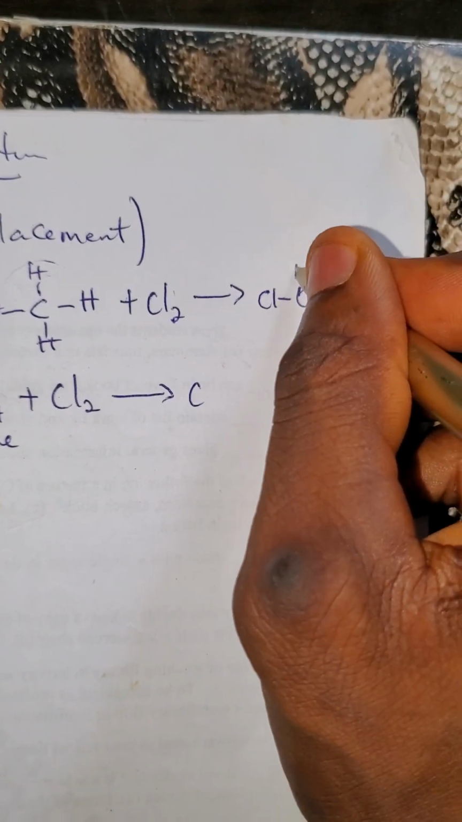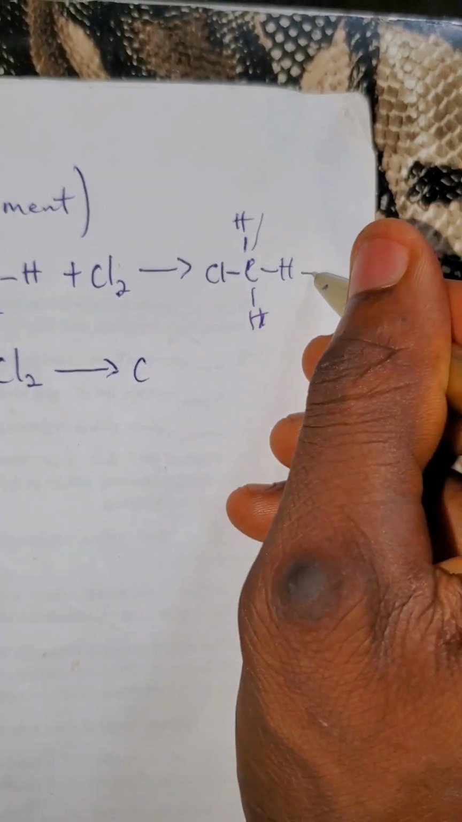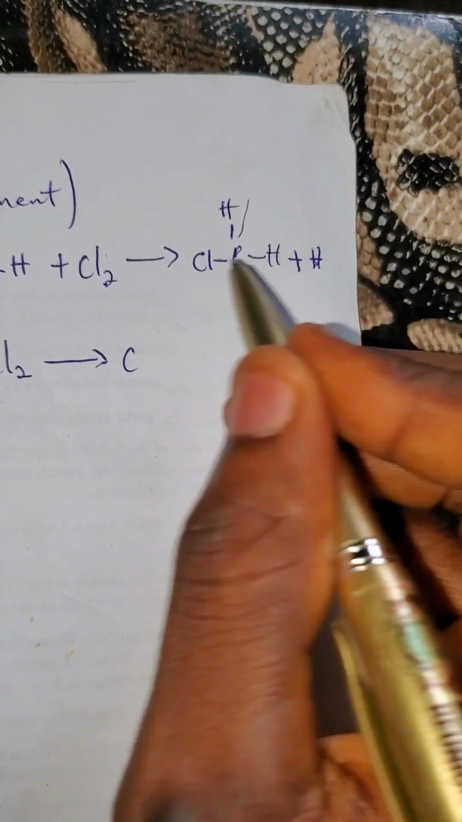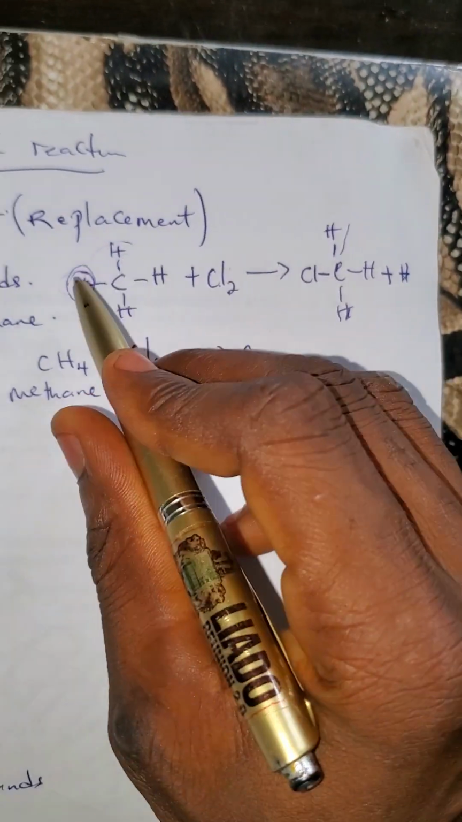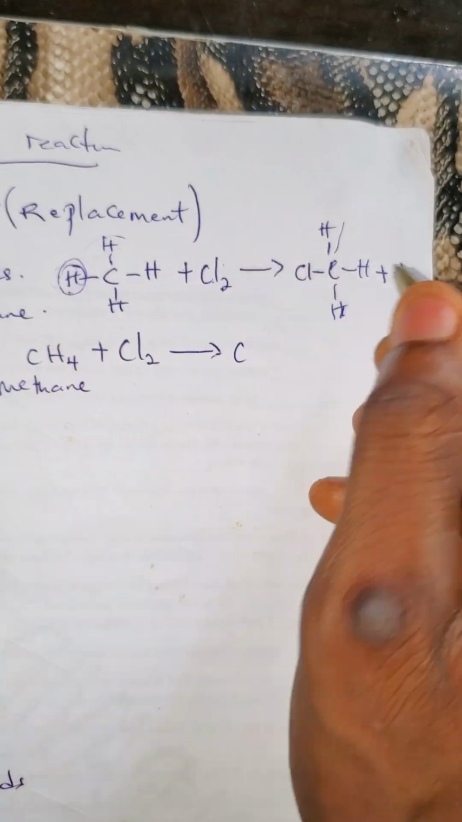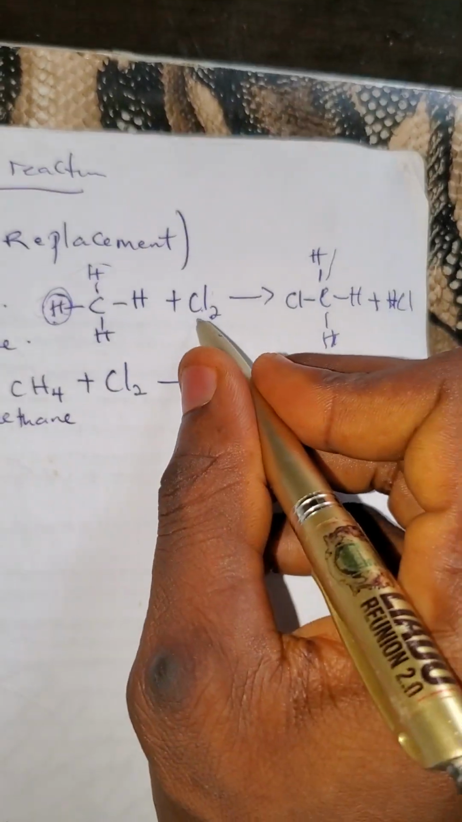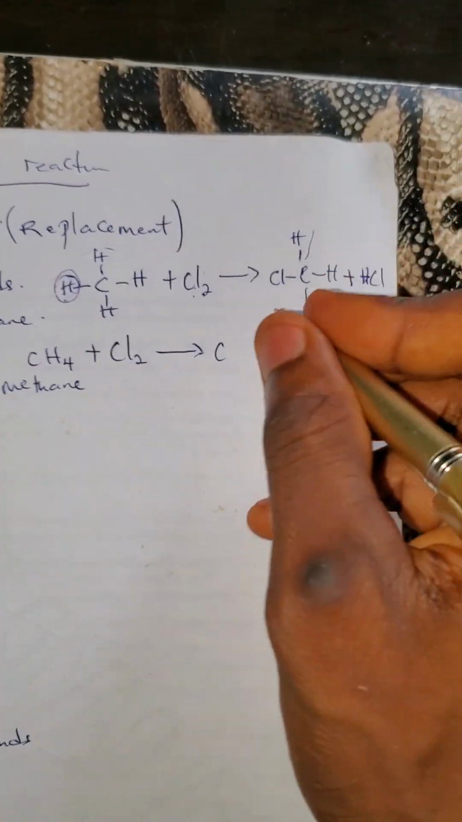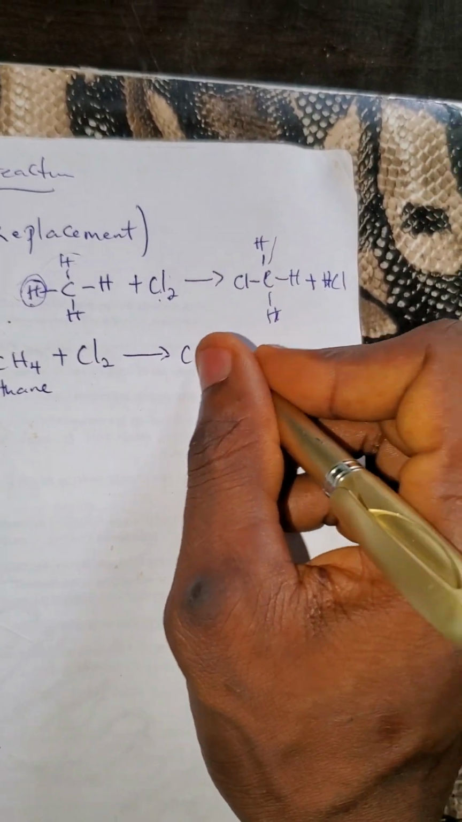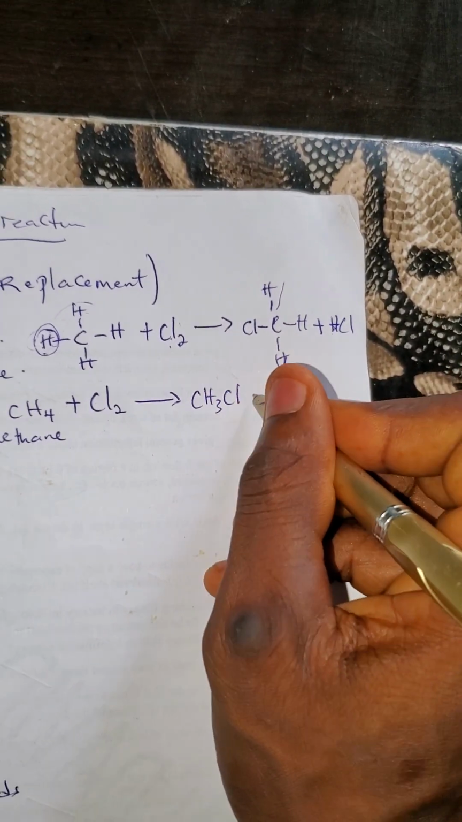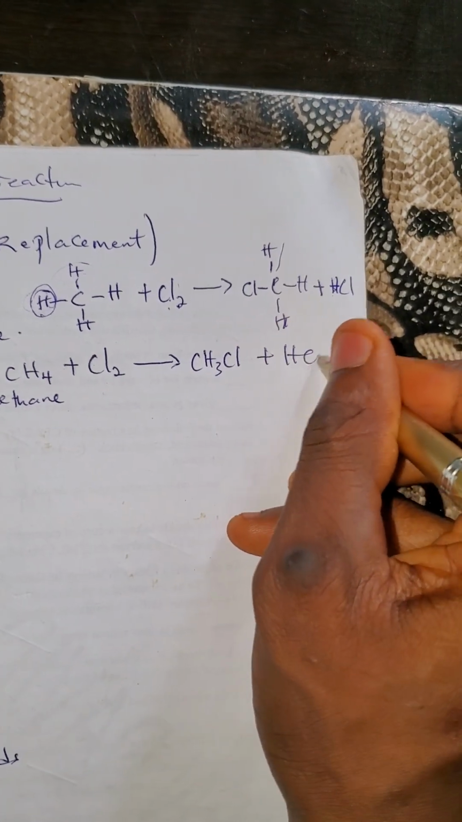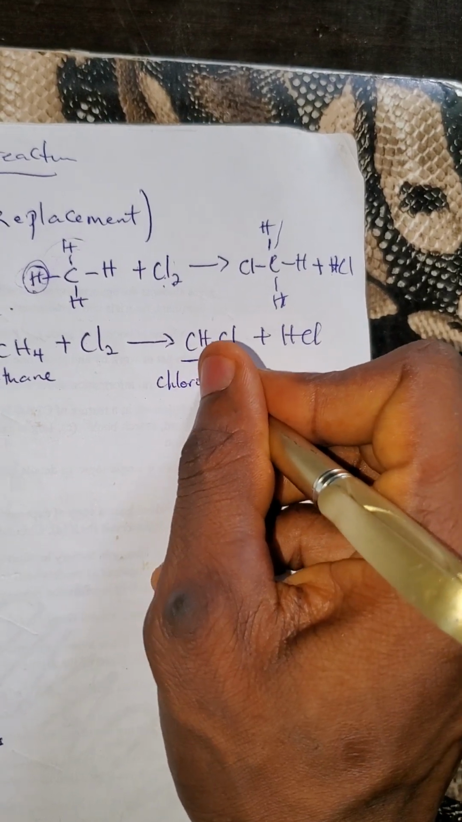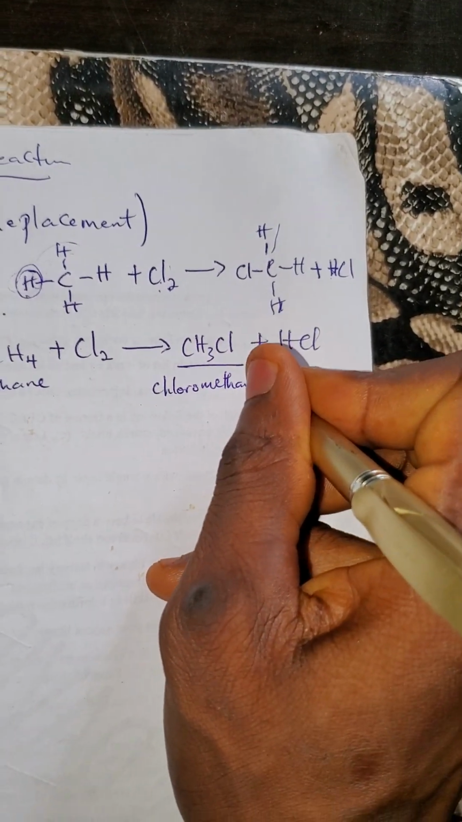If you check very well, we've already substituted one of the hydrogen. The hydrogen we substituted here, we brought it here, we replace it with one of the chlorine to this place. Then don't forget that one of the chlorine will remain here, because the chlorine here is 2. So this one is CH3Cl plus HCl. The name of this compound is called chloromethane.